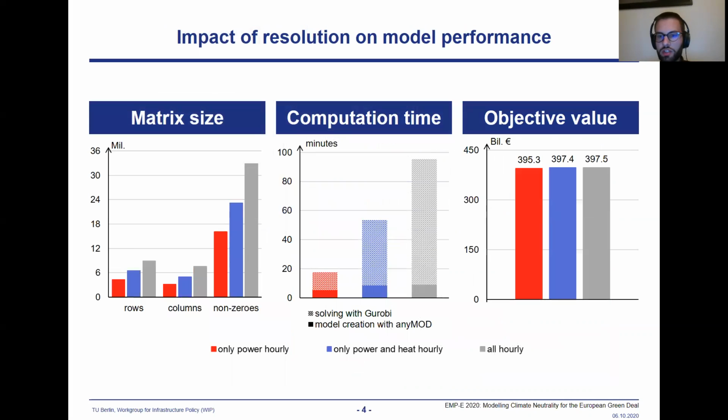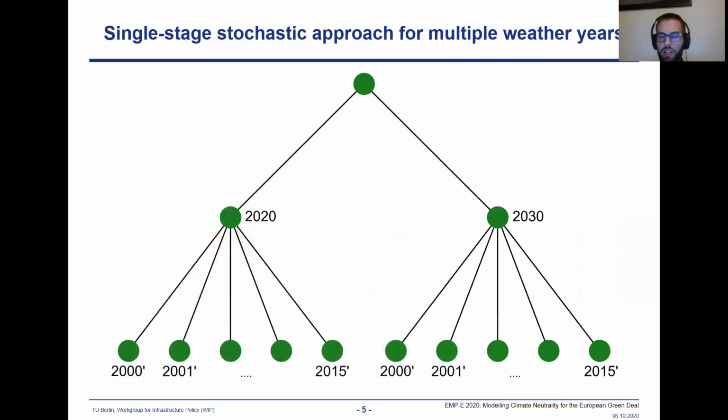This graph shows that compared to a conventional approach, the graph-based approach is capable of decreasing model size and computation time, but does not greatly alter final model results. So far, models created with AnyMOD are limited to a single weather year.